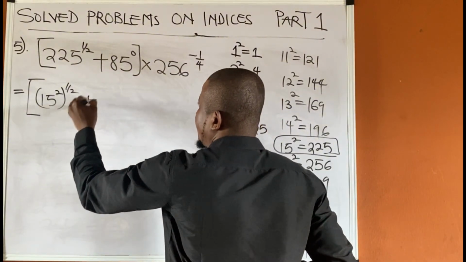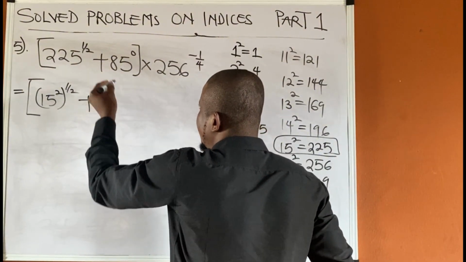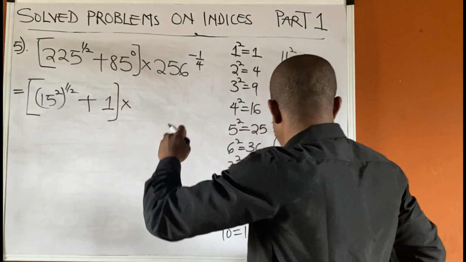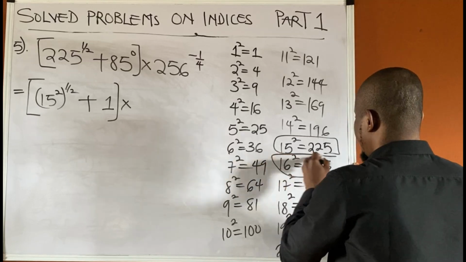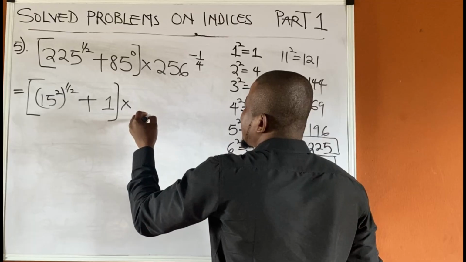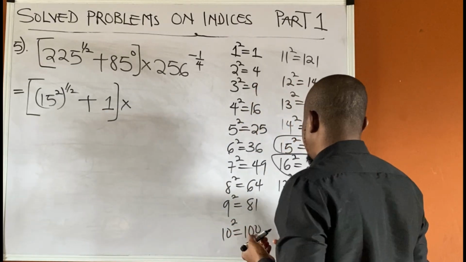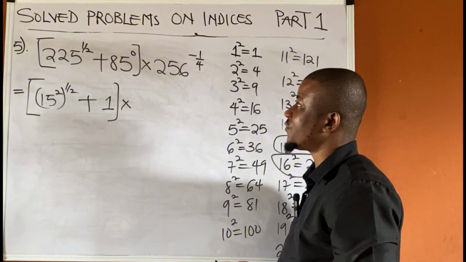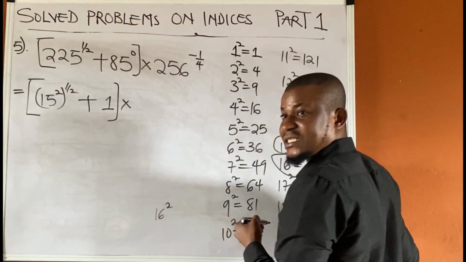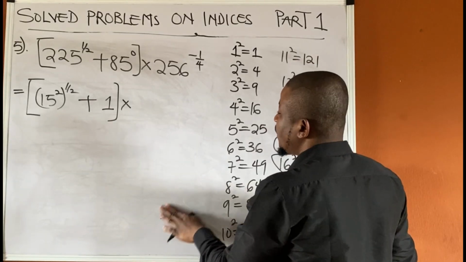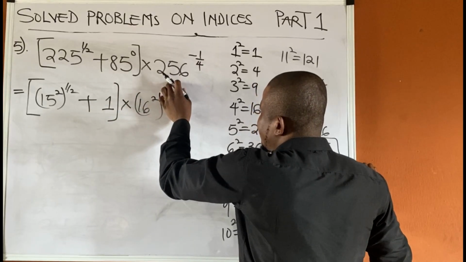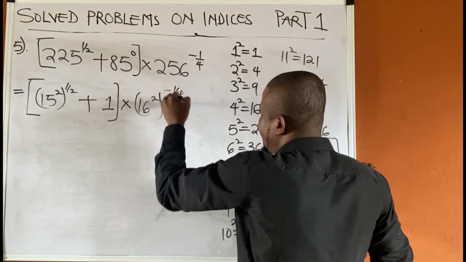So plus, let's just evaluate this one as 1. 85 to the power 0 is 1. Now times, now 256 from here, 256 is 16 squared. And it means we can actually keep this in the base of 2. So let's approach it as 16 squared first and gradually reduce. So we have 16 squared, this is 256, 16 squared to the power negative 1 over 4.